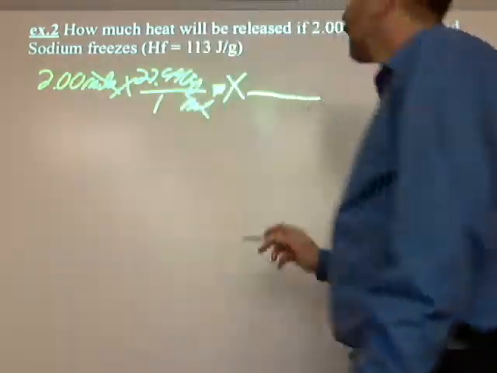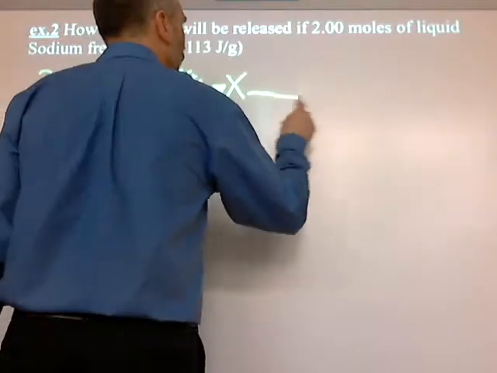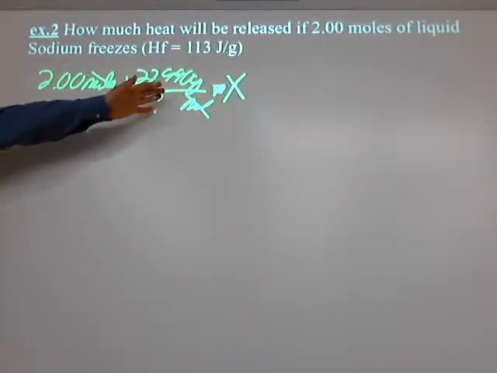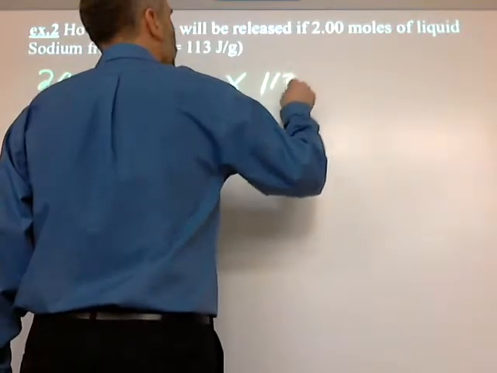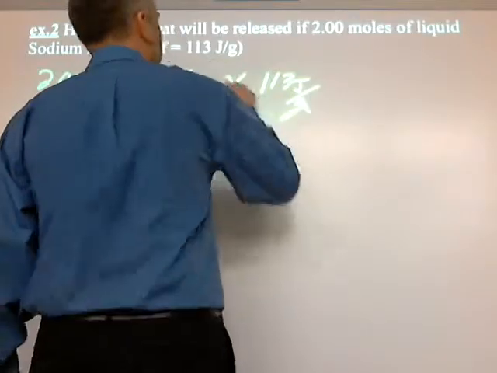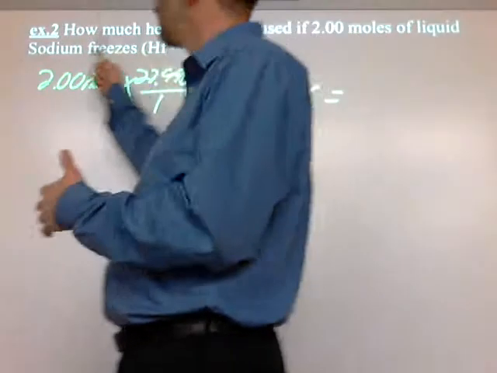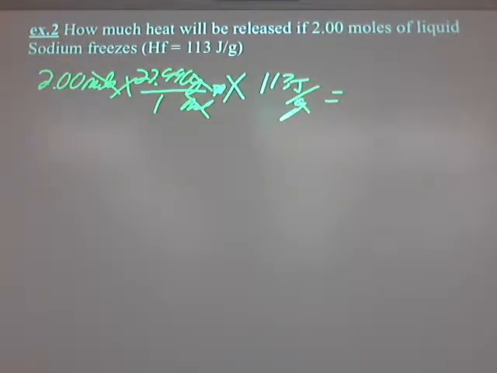What can I do now? I don't need an arrow there or a blank there. That will get me grams, right? What do I need now? Times it by the heat of fusion, 113 joules per gram. Grams will cancel, and that will leave me with my answer. So just do them both at once this time. You notice this time it was a different substance. Different substances have different heats of fusion. Sodium does not have the same heat of fusion as water does.